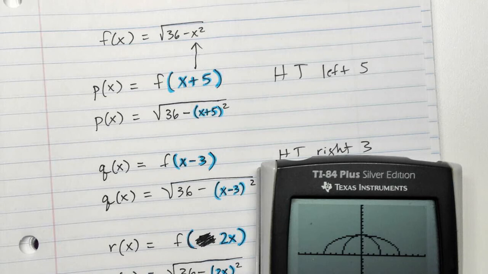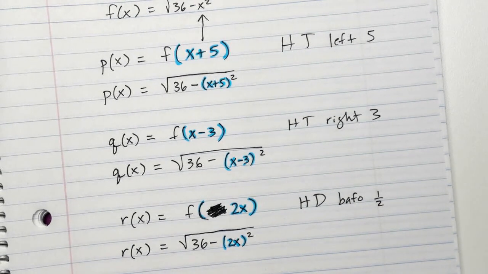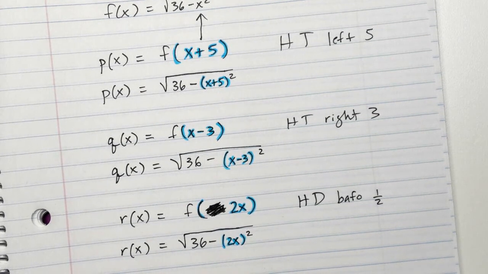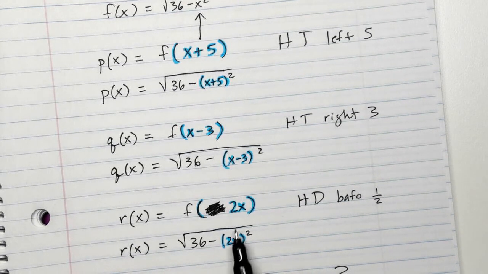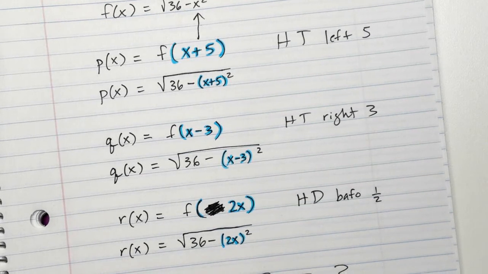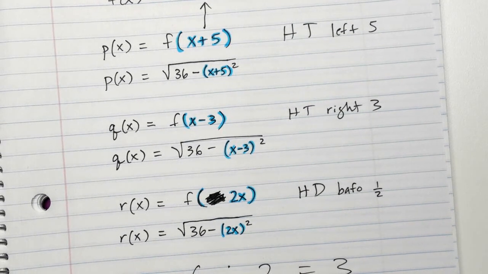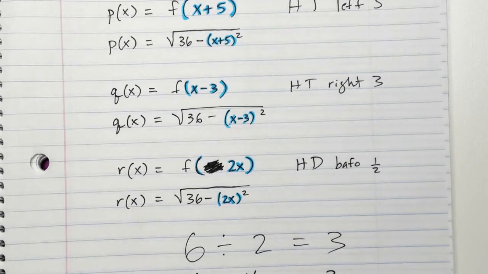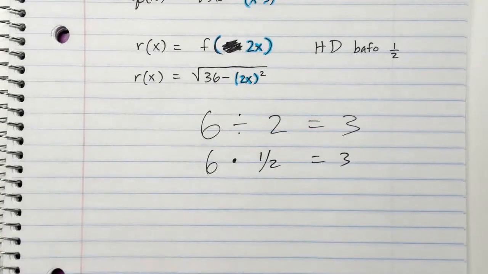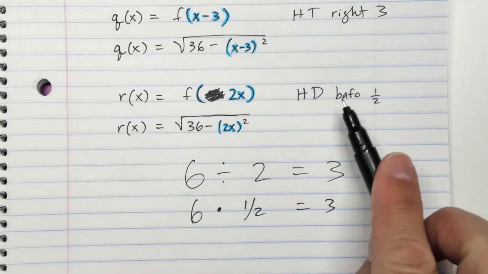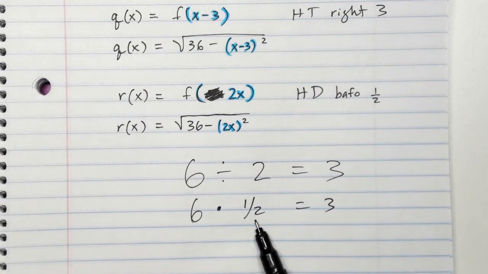So, the original semicircle went out to 6. The new one only goes out to 3. It was a 6, and then it became a 3. It must have divided by 2. And dividing by 2 is the same as multiplying by 1/2. So, by a factor of 1/2 means it multiplied by a half.